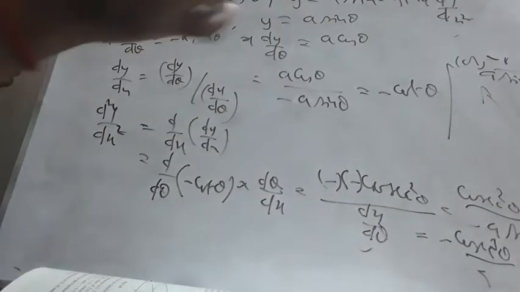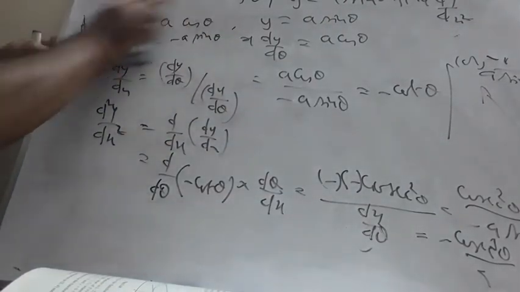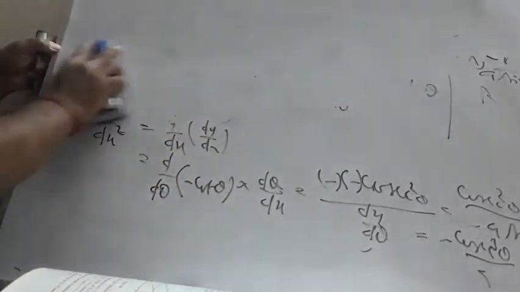Both are correct. Therefore, finding the second order derivative when it is given in parametric form is very important. Learn carefully. It may be a problem for 4 marks in your board examination. Okay, let me take one more example.